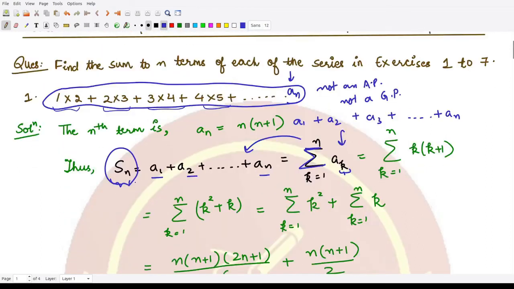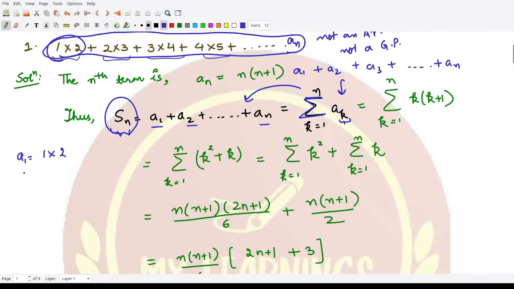For the nth term you need to generalize. From here you can see a1 is 1 into 2, a2 is 2 into 3, a3 is 3 into 4 and so on, and a4 is 4 into 5. So you have to map it with the subscript. If you have 1 here, 1 here, 2 here, 2 here, 3 here, 3 here, 4 here, 4 here, that means for an we would have n here for sure.